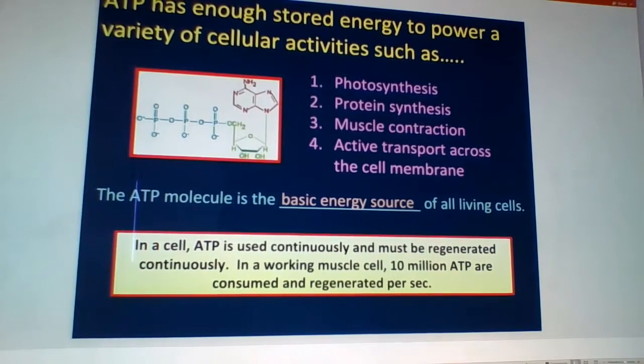The ATP molecule is the basic energy source of all living cells. In a cell, ATP is used continuously and must be regenerated continuously. In a working muscle cell, 10 million ATP are consumed and regenerated per second.